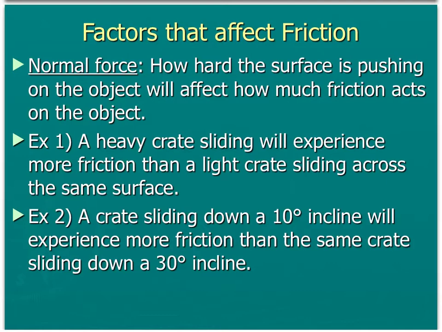The more weight that you added on top of your wood block, you noticed the larger the angle you had to lift the ramp to get it to slide. Example 2, a crate sliding down a 10-degree incline is going to experience more friction than that same crate sliding down a 30-degree incline. That's because we know that the more that I slant that incline, or the greater the angle is, the less friction we're going to see.